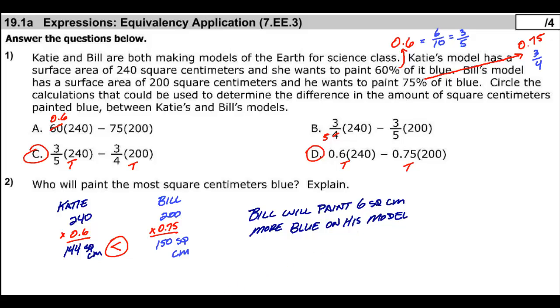Now, if you simply wrote Bill, okay, as long as I could see from your work you knew why Bill. If you just guessed Bill, and I couldn't see it from your work, you don't get credit for that. But if you wrote out, Bill will paint 6 centimeters more blue on his model, man, I know you know what you're talking about. So take a look at that, match it against your test. If you have questions, be sure you bring them to class.